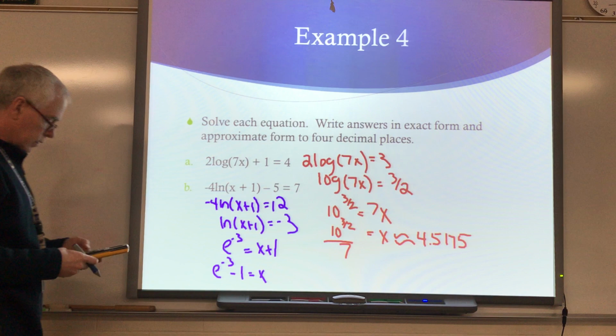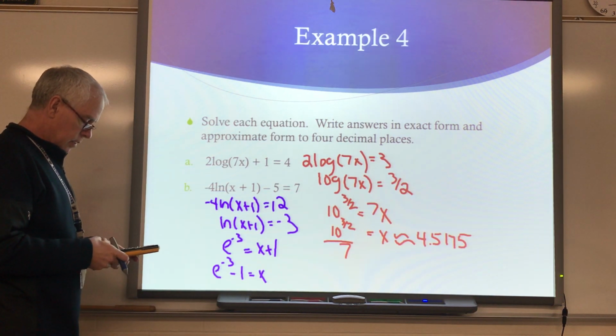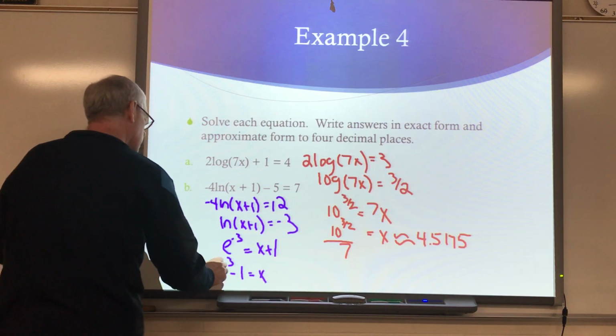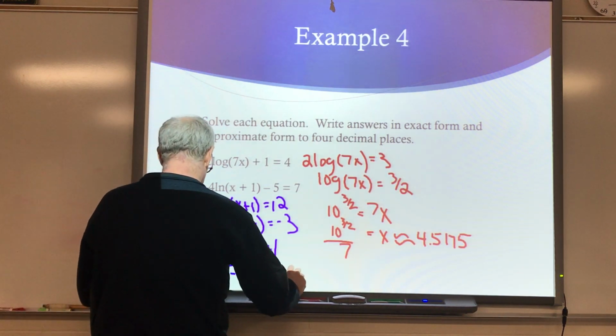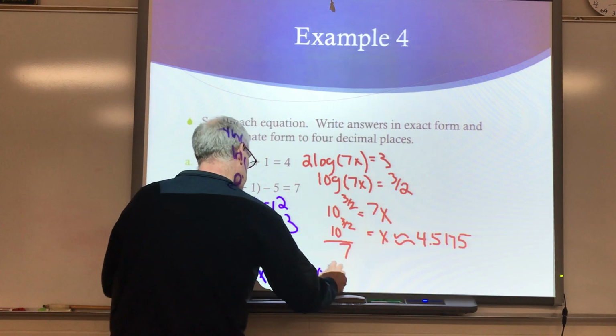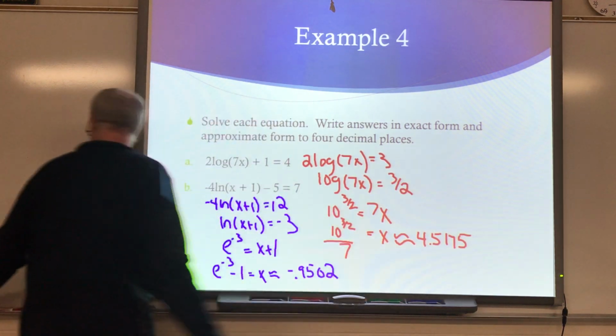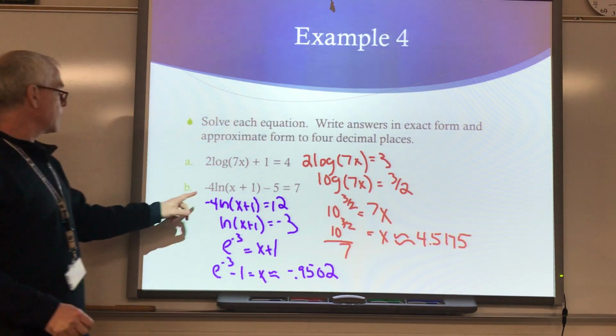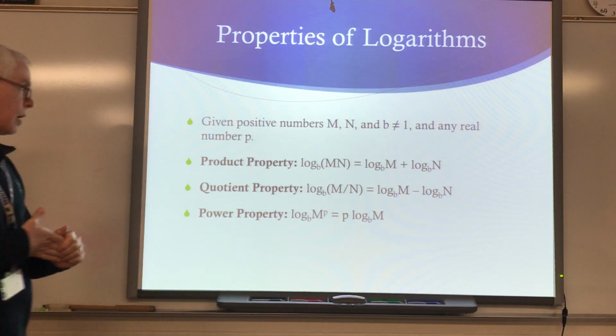Let's see what we get on the calculator here. So e to the -3 minus 1, I get about -0.9502. Okay? So a little bit of algebra. Isolate the logarithm, rewrite it as an exponential. Okay?